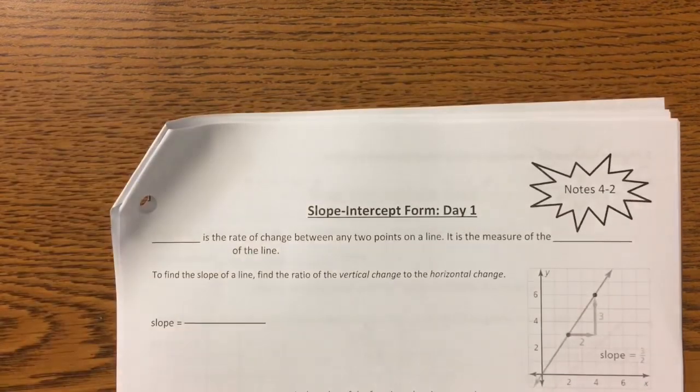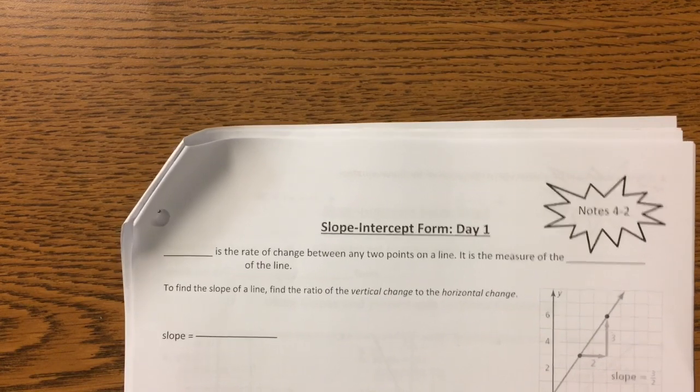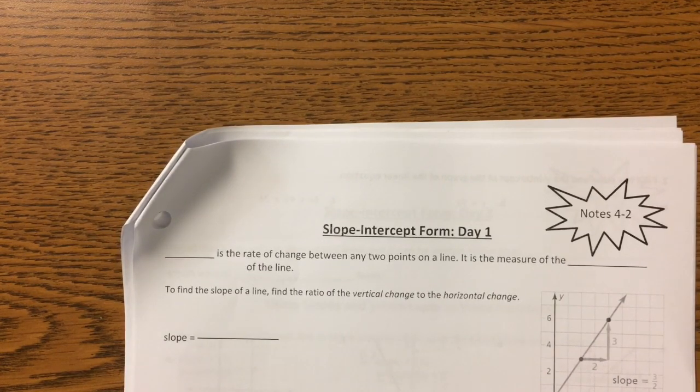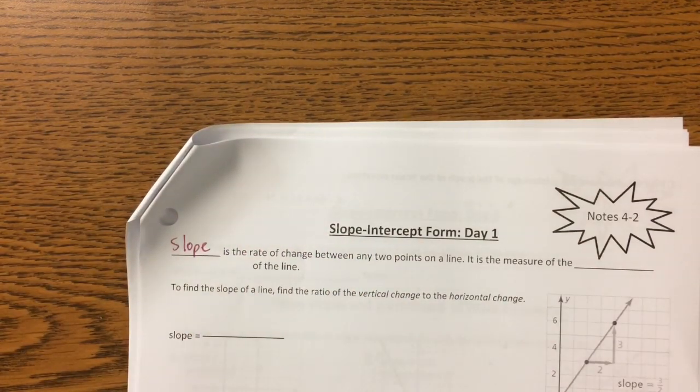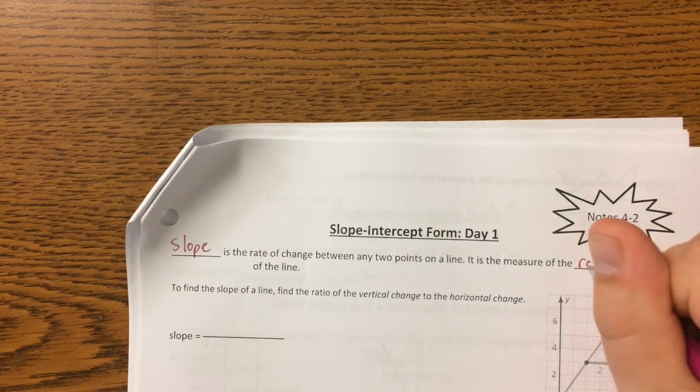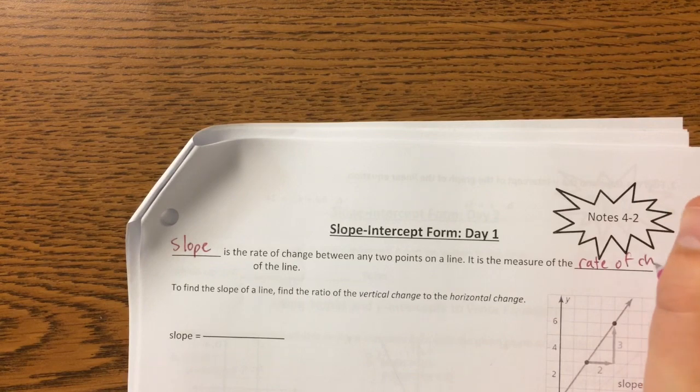All right, so like I said before, today we're talking about slope-intercept form. Slope is another word that means rate of change, and it's the rate of change between any 2 points on your line. Okay, it is the measure of the rate of change.